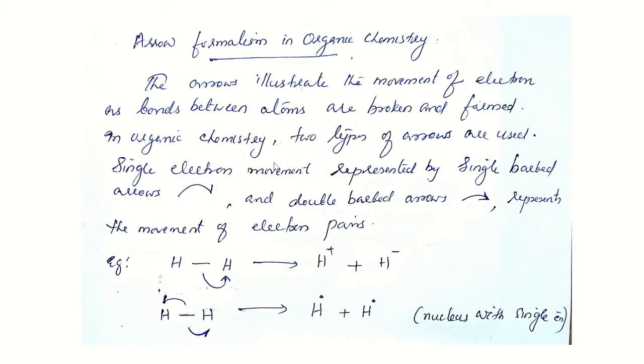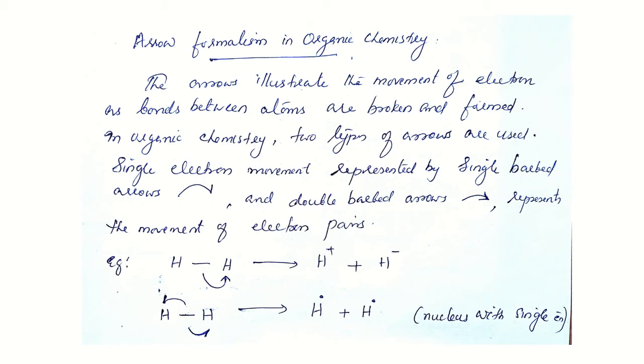In order to represent the progression of an organic chemistry reaction, we use arrows. Usually, the arrows illustrate the movement of electrons as bonds between the atoms are broken or formed. Two types of arrows are used. The single barbed arrows represent the single electron movement, and the double barbed arrows represent the movement of electron pairs. For example, H2, H-H, there is a bond between hydrogen and hydrogen. Here you can see the curved arrow, that is the movement of electrons.